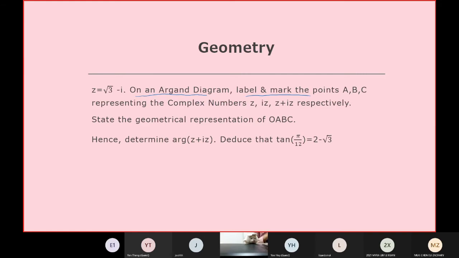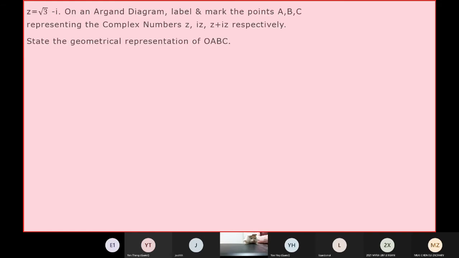All right, so I'm going to go through this with you. We have z equals root 3 minus i. On an Argand diagram, label and mark the points A, B, C, which are the points z, iz, and z plus iz, respectively. Then state the geometrical representation of OABC. So, told you, Argand diagram, they won't ask you to plot for fun. There's a reason behind it, because they want to ask you the shape of OABC.